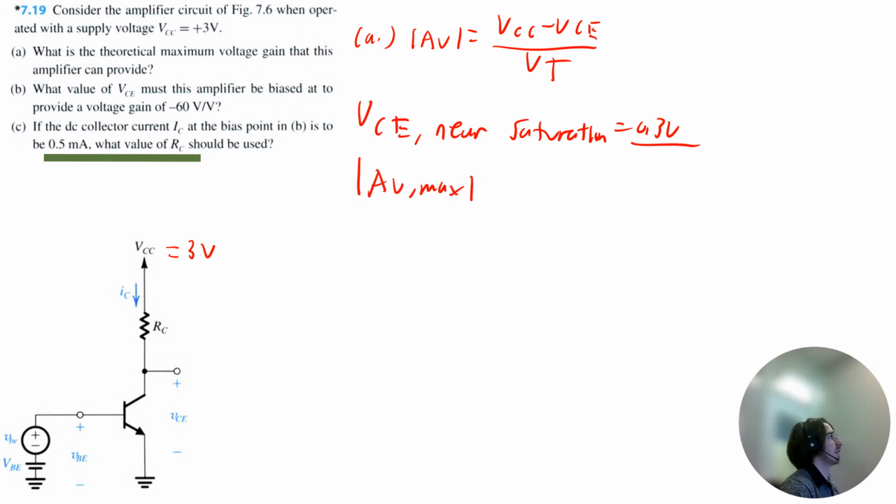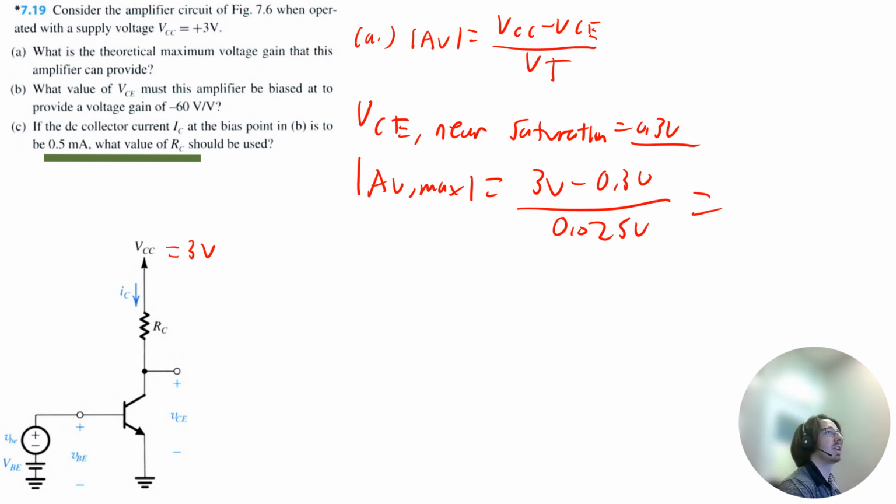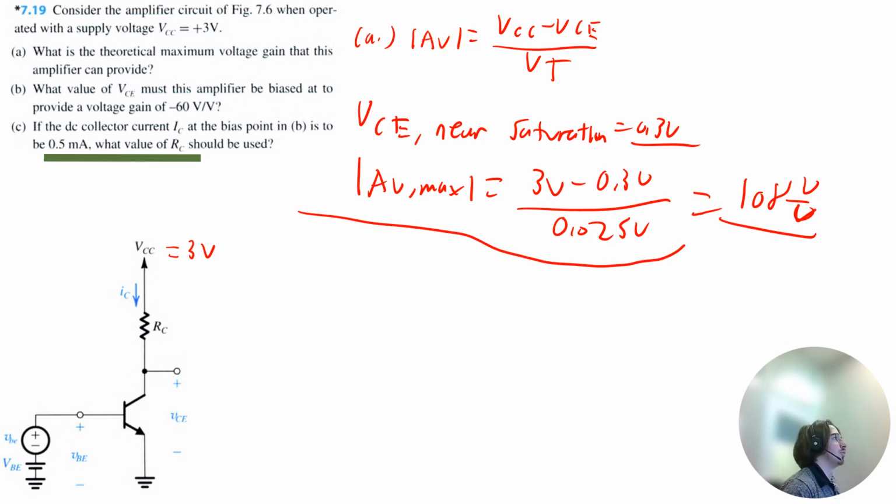So therefore, the maximum will be VCC, 3 volts, minus the smallest possible value of VCE, which is 0.3 volts, divided by the thermal voltage, which is 0.025 volts. So I calculate 108 volt per volt. Okay, let's move on to part B. What value of VCE must this amplifier be biased at to provide a voltage gain of negative 60?